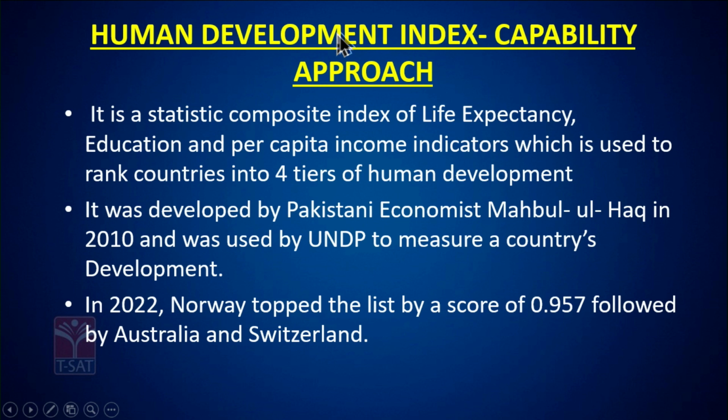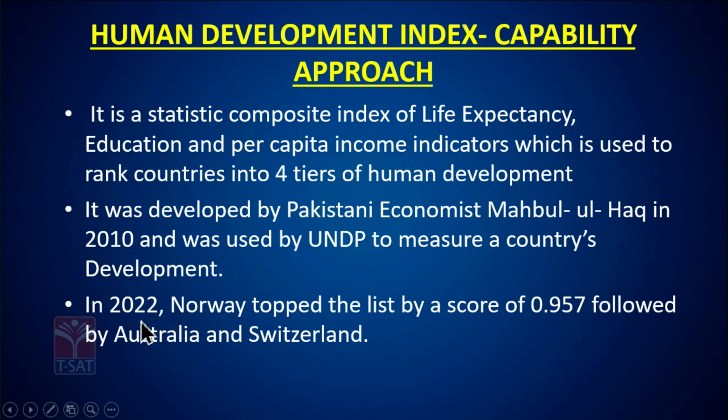Then what is the Human Development Index and how is it computed? It is a statistical tool which is a composite index of 3 important aspects, that is life expectancy, next is education, third is per capita income. Then it was developed by Pakistani economist Mehboob ul Haq, and this was popularly employed by the United Nations Development Program. And since 2010, UNDP is using this Human Development Index for the purpose of calculating the Human Development Index rates of each and every country of the world.